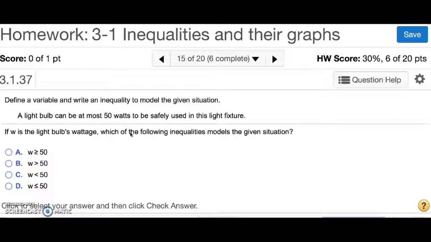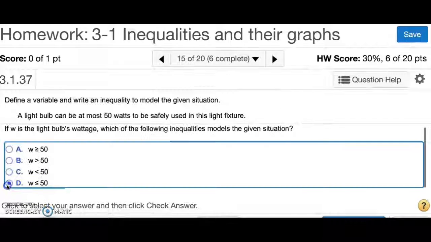Number 15, we are again defining a variable and writing an inequality. So we're told a light bulb can be at most 50 watts to be safely used in this light fixture, so at most means it can be that much or less. It can't be any more than that. So the inequality to represent at most will be less than or equal to, because it can only be that amount or less. So less than or equal to is D. So W for wattage is less than or equal to 50, meaning it will be at most 50.